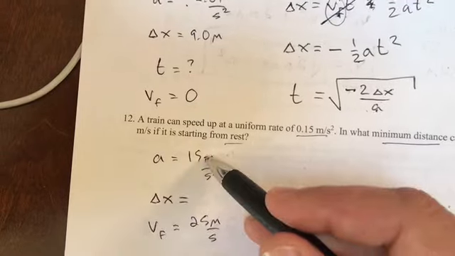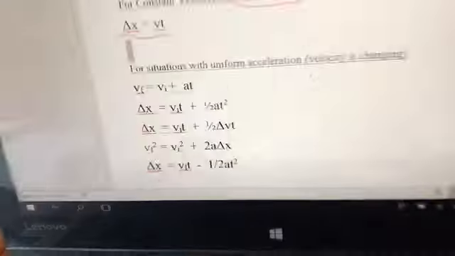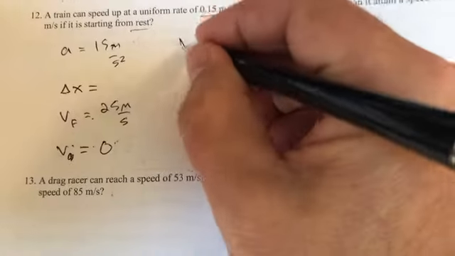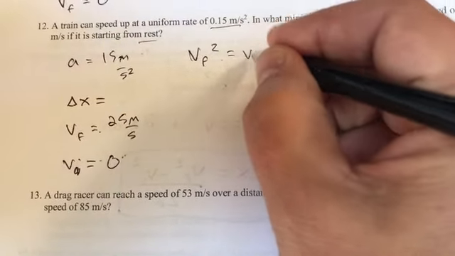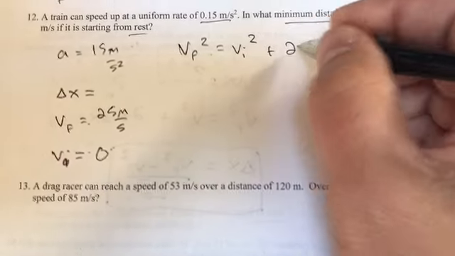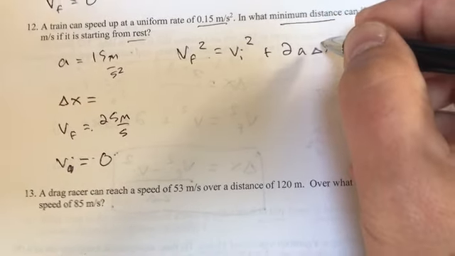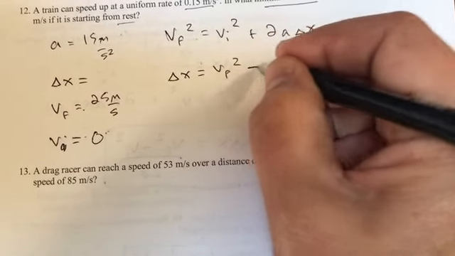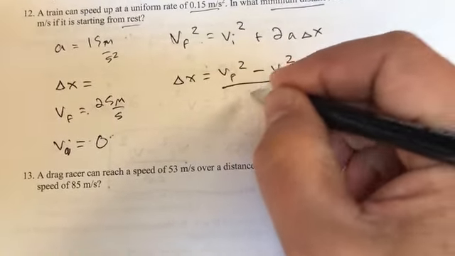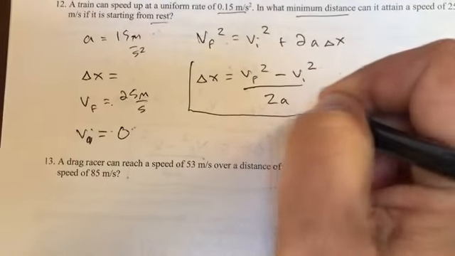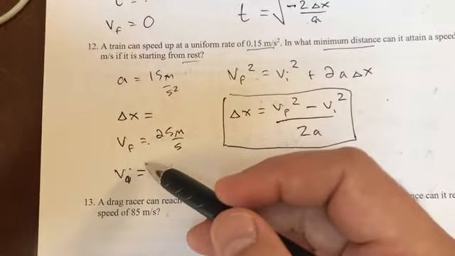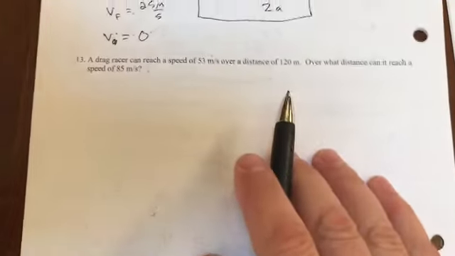Here we go. Acceleration, Vf, V naught, no t. Where are we going? Right there again. So you end up with Vf squared equals Vi squared plus 2a delta x. We rearrange, delta x equals Vf squared minus Vi squared over 2a. Plug and chug, you're in business. Line up what you know, what's missing, find the equation, you're in business. Last problem, guys, doing awesome.